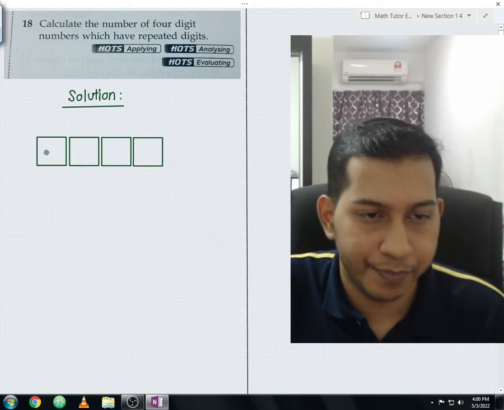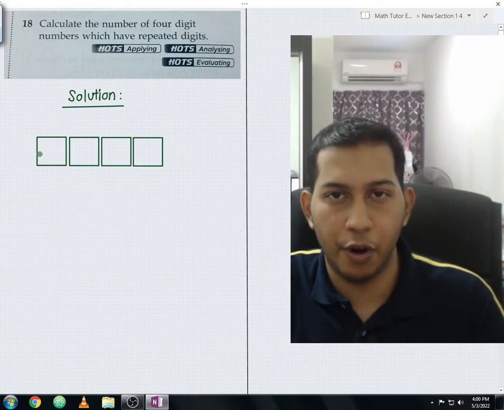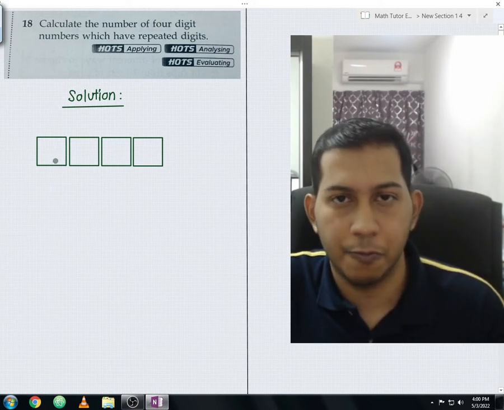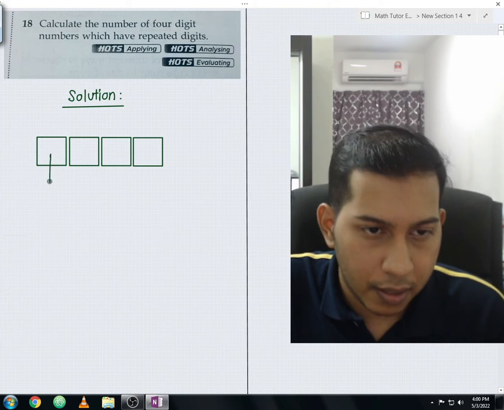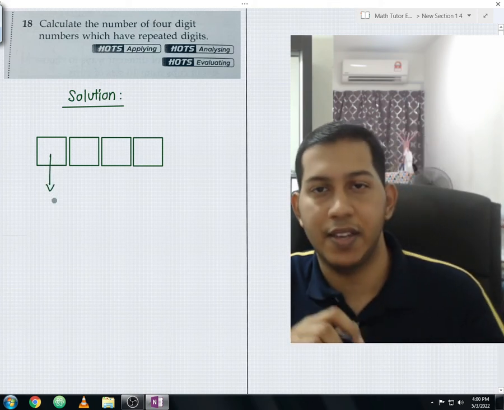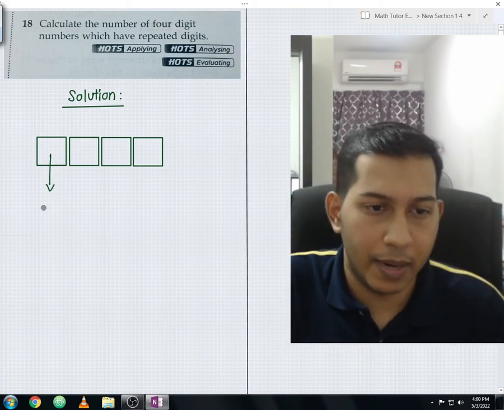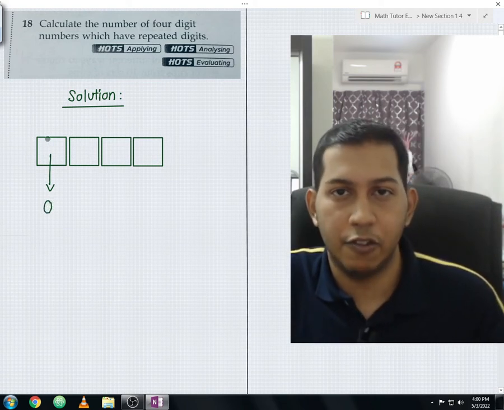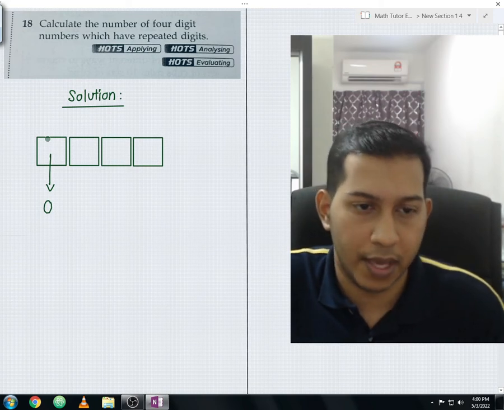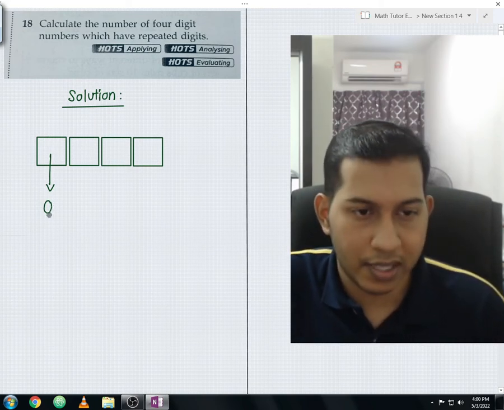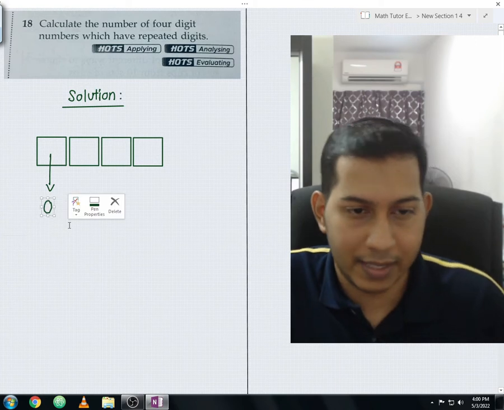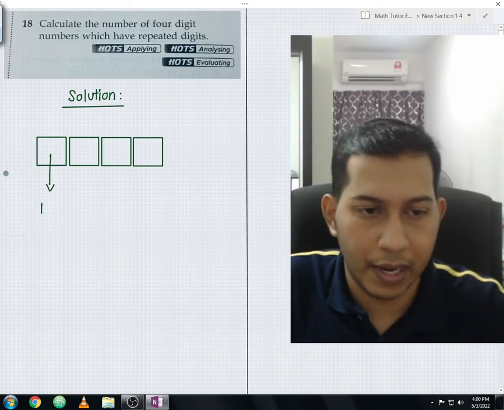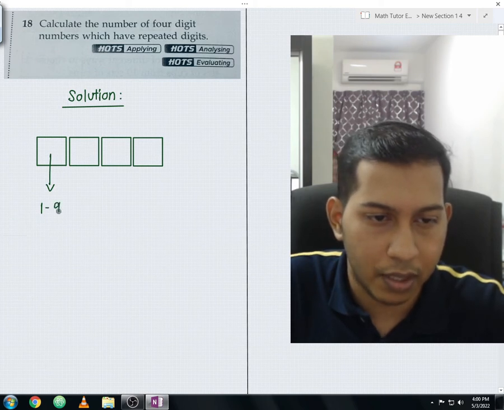So from here, since we are handling 4-digit numbers, the first box which indicates the first digit, the least number you should have is number 1. You cannot place number 0, of course, right? If you place number 0 here, automatically it will become a 3-digit number. So the smallest number that you can place here is number 1. You can fill number 1 up to number 9.